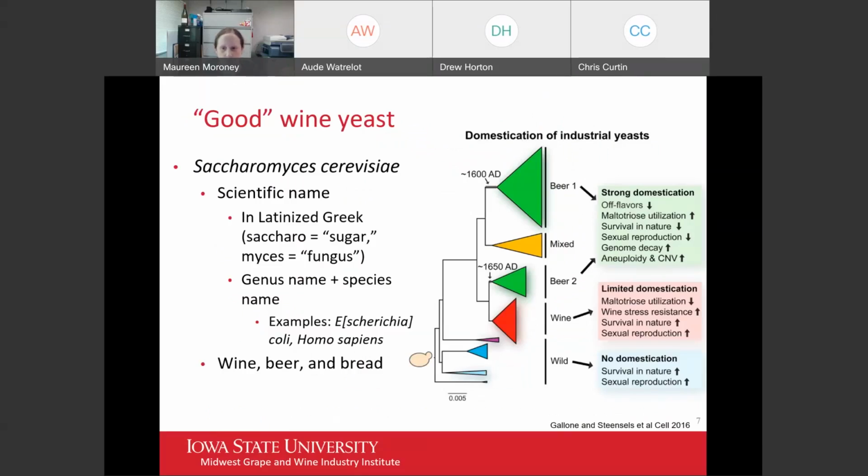And really a good wine yeast is one that has been selected over centuries based on its positive attributes. So in wine, we typically use a species of yeast called Saccharomyces cerevisiae. And that's the same yeast that's used to make beer and to make bread. But even within that single species, there's variation between individual strains.